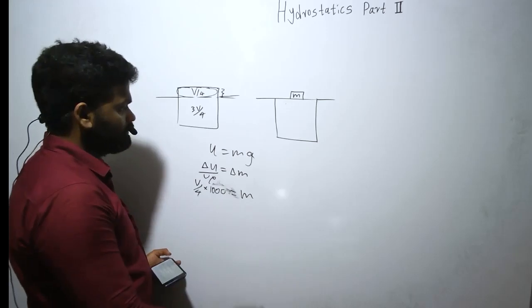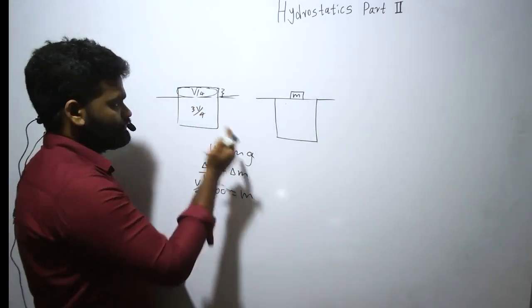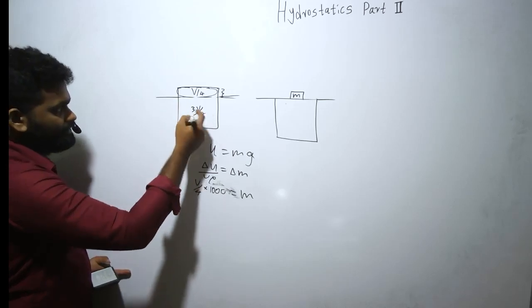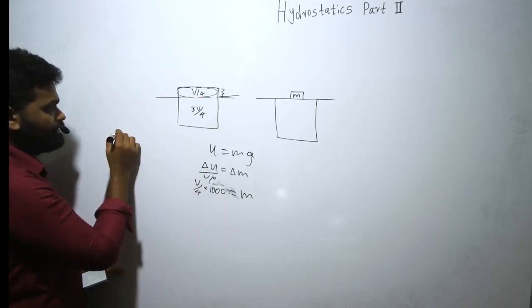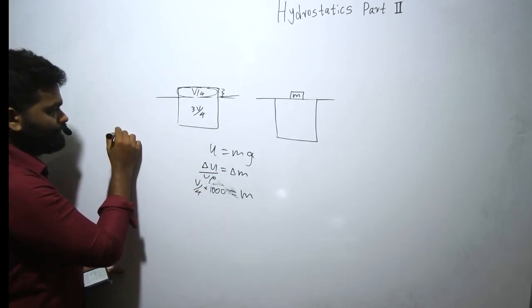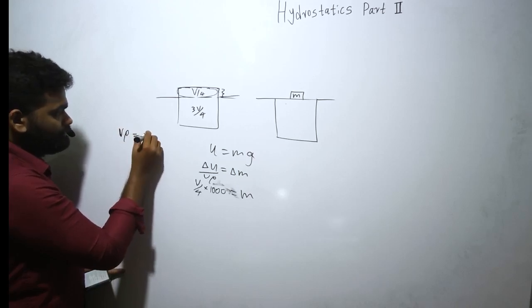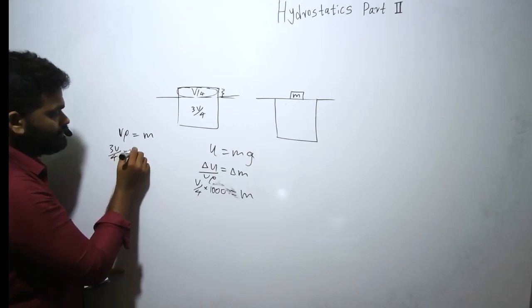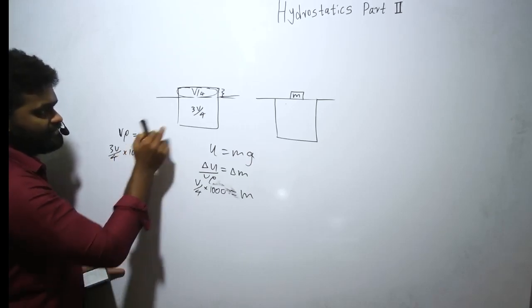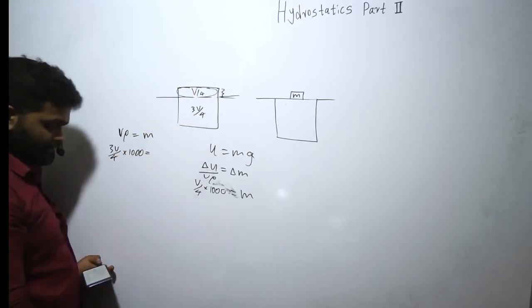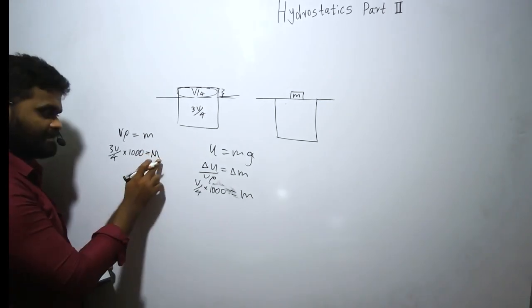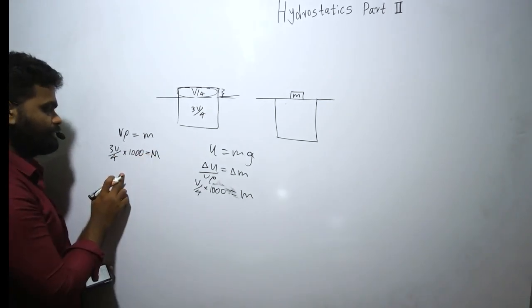Then, for this case also you can apply the equation. For the whole system, if I apply that, you know that V rho is equal to M, right? So the immersed amount is 3V over 4, rho is density of water. This mass is the mass of the whole object, right? So that is given as capital M.